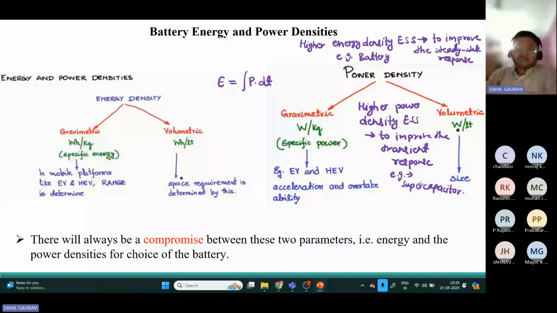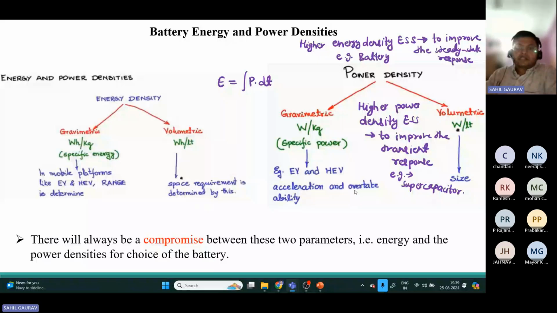That is not a scope of this lecture for this course. So I just gave a glimpse about the meaning of energy and power density. Generally, the battery is considered as the higher energy storage device, while the supercapacitor is one of the good examples for higher power density.